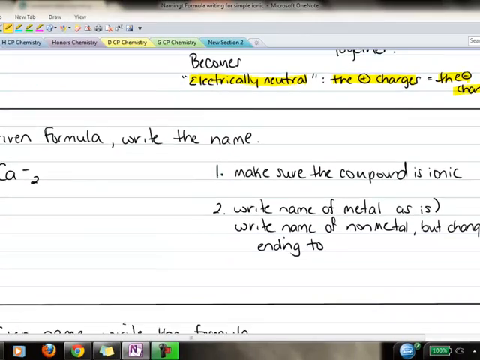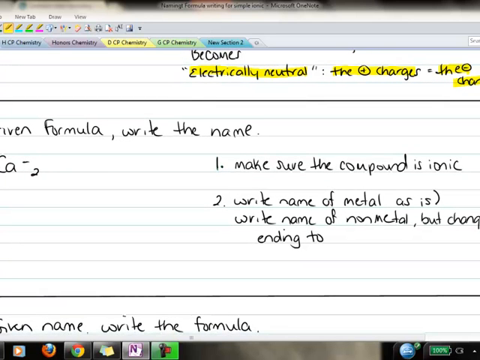Now that we know we're working with ionic compounds, we want to figure out how to write the formulas and names for these compounds. Very important in chemistry. So the first part will be, when given the formula, how do we write the name? That's actually much easier.